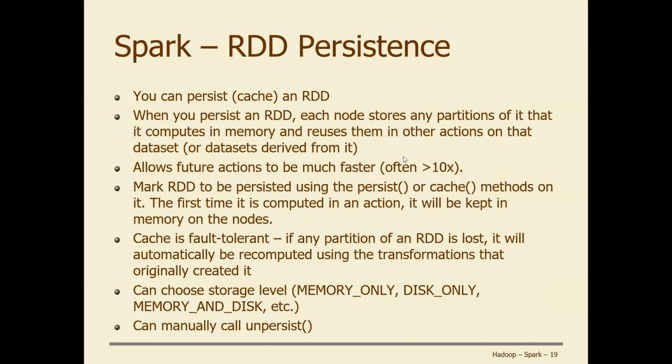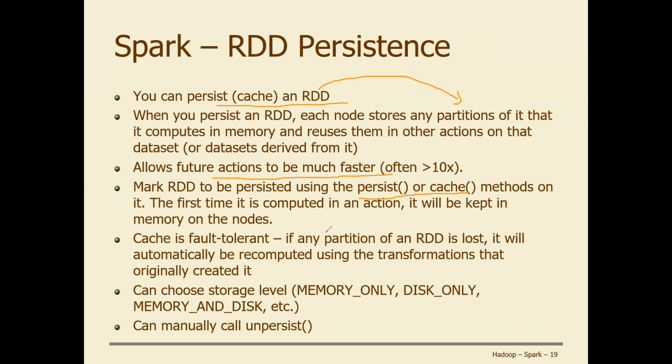The RDD, you can persist it on the hard disk. When you persist it, each node stores any partitions of it that it computes in memory and uses them. Persistence means I keep it on the hard disk, and I can convert the RDD to partitions, like in Kafka I can convert a topic to partitions. Okay? I can reuse them if I persisted them. That we obviously can do. The data which is on hard disk can be reused, and this allows future actions to be much faster. Okay? So I can use the persist or cache methods on it.